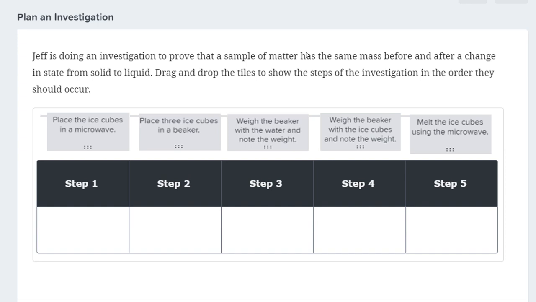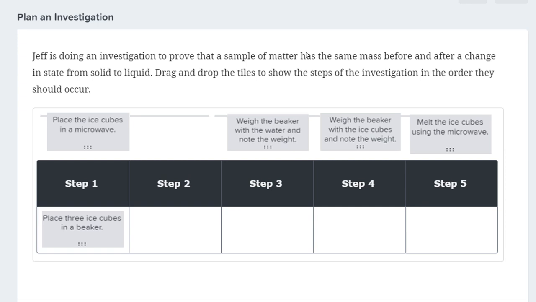So what would go first? First thing we got to do, we got to put the ice cubes in a beaker. A beaker is simply a container. I've shown you beakers before. So we're going to put the ice cubes in the beaker.